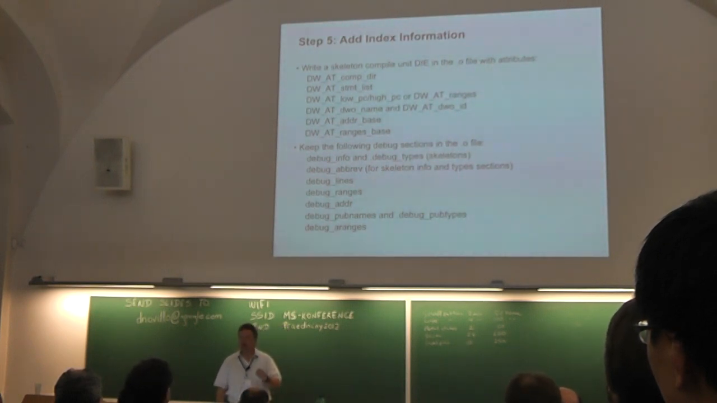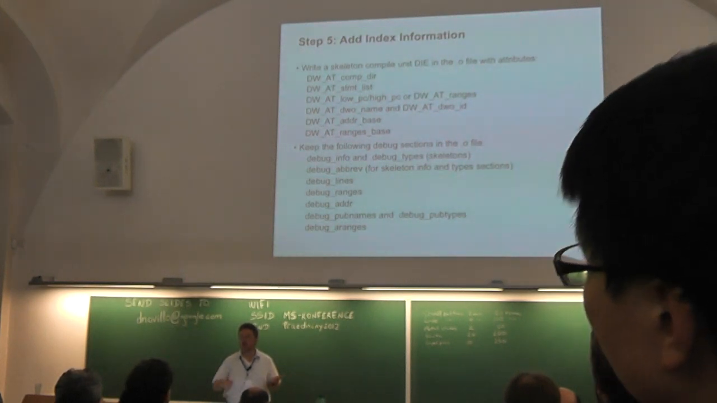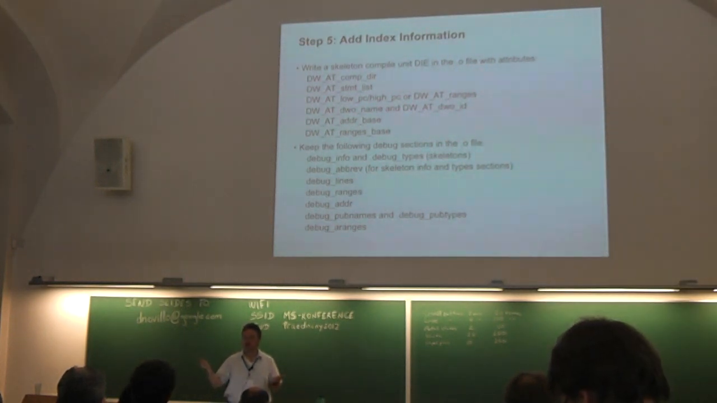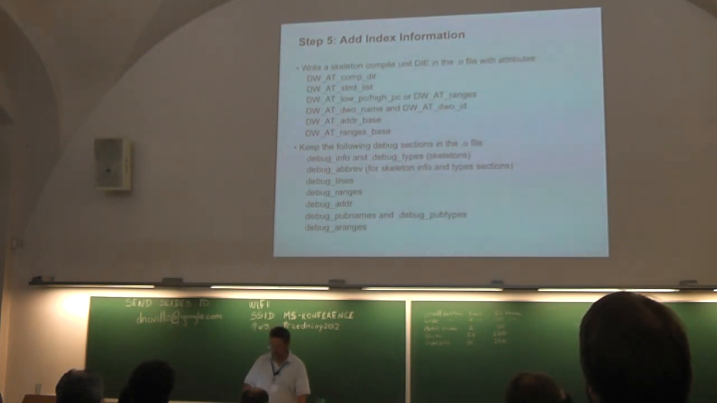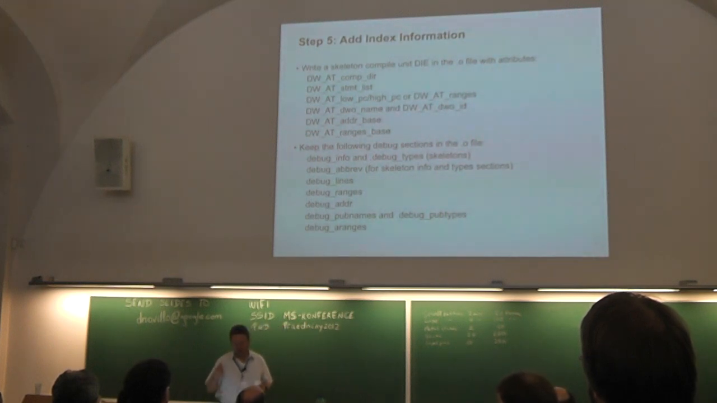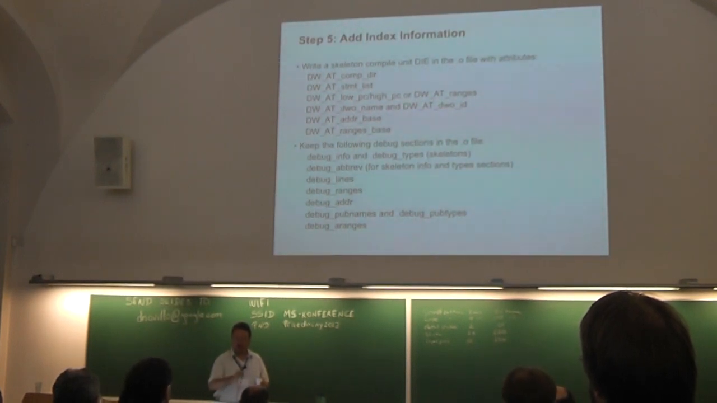We also have an addr base and ranges base attributes so that you can take the slot indexes and actually find the slot that you're trying to reference. And then in the .o file, we also keep the skeleton info and type sections, a debug abbrev section for those skeletons. And then lines and ranges stay in the .o, they're basically unchanged. Debug addr, which we've added, is new, and that stays in the .o.